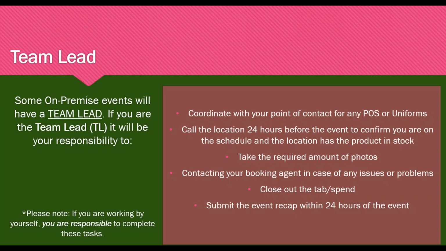The team lead will also have to be mindful that you're taking the required amount of photos. That's going to be 10 for on-premise events, 10 photos. It's going to be more if you're working a longer bar hop, but it will always say in your booking confirmation email how many photos we are expecting from your event. The team lead will also be the one contacting the booking agent in case of any issues or problems that arise. Your booking confirmation should have a phone number that has the Talent Tree check-in line on it. It's the 469-888-0220 number. That is the number that you'll be contacting in case of any issues. I will repeat that number at the end if you don't have that.